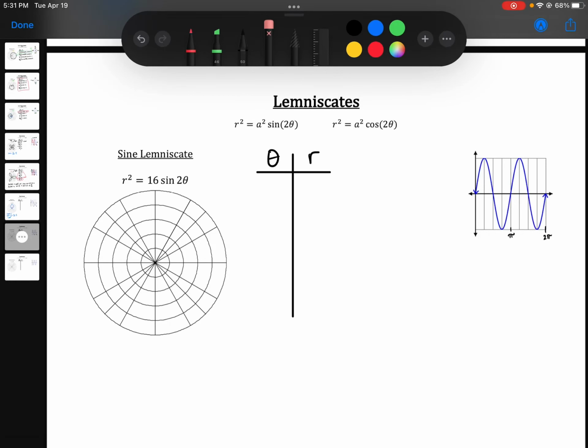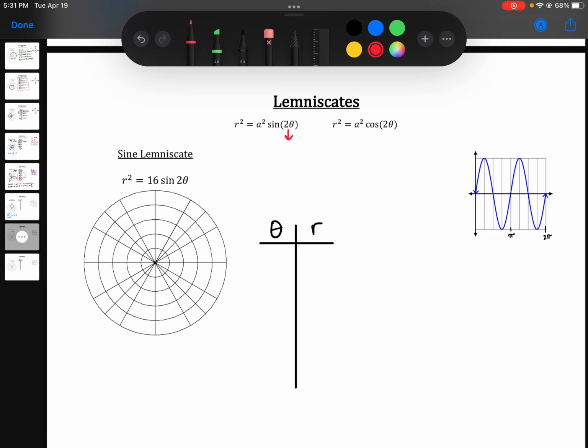So the last one we have is the lemniscate. The root, fun fact of this word, means infinity, which will make sense in a little bit. So the rule I showed you about how to know where to start these graphs is in general the same as the rose curves.